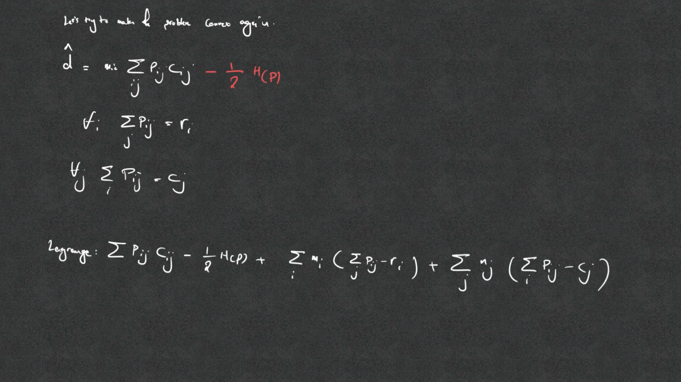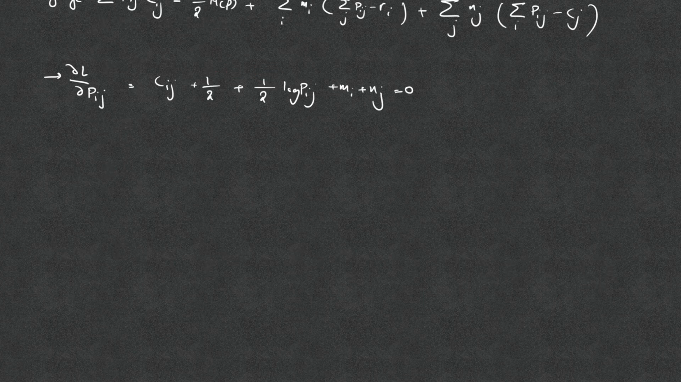Now you can use the Lagrange multipliers and put everything in the objective like this. And now in order to kind of deal with this, you want to find the point in which there is an extremum. So you want to take the derivative of this with respect to Pij's, or in general with respect to P, and find out where it becomes 0.